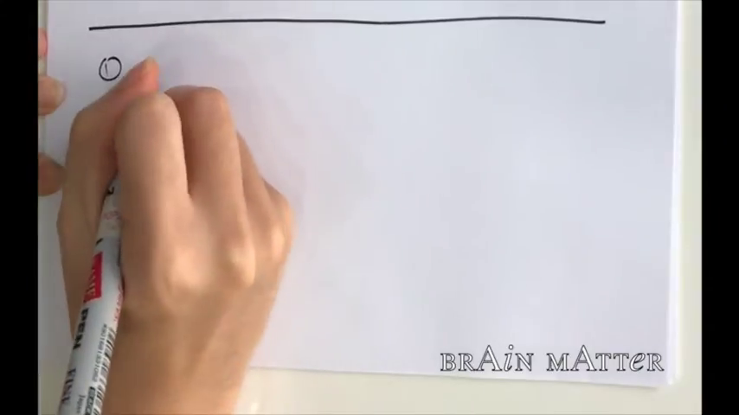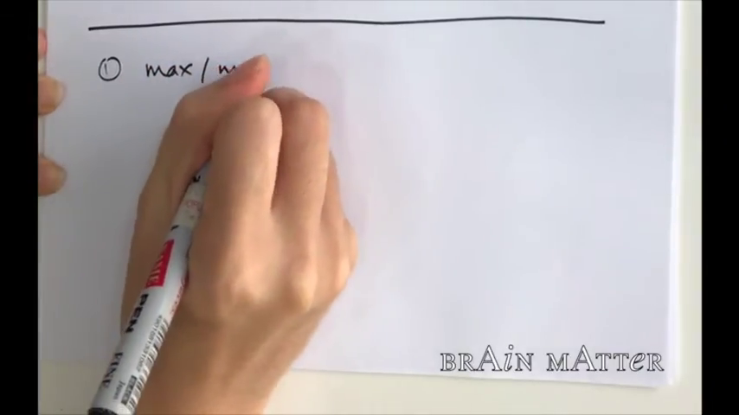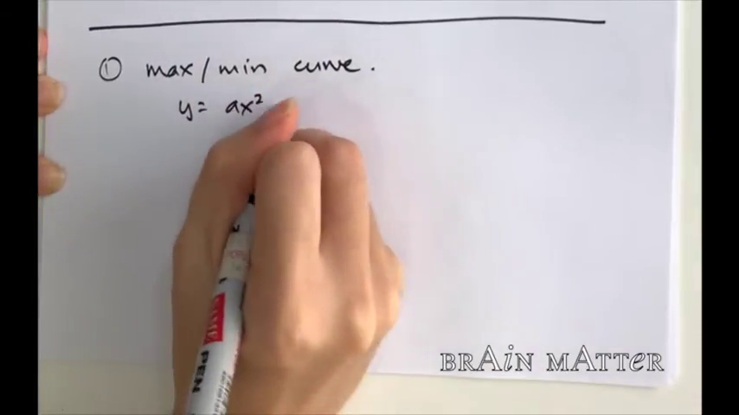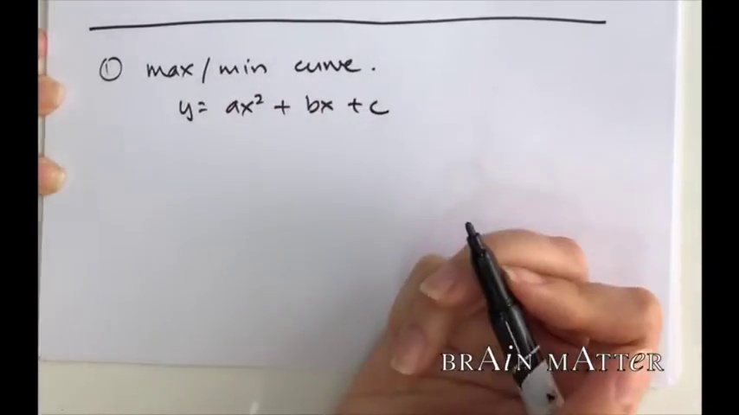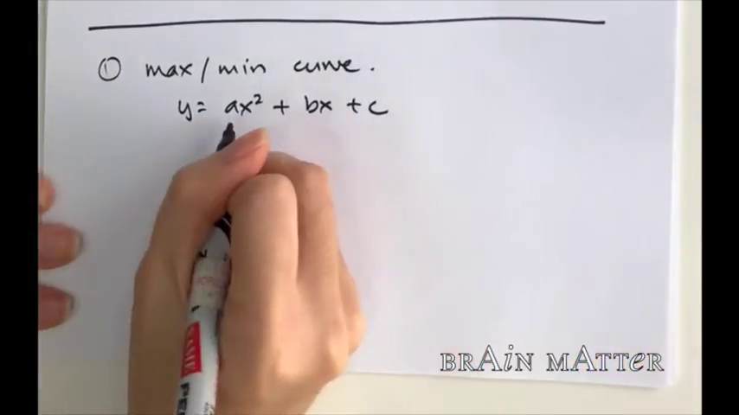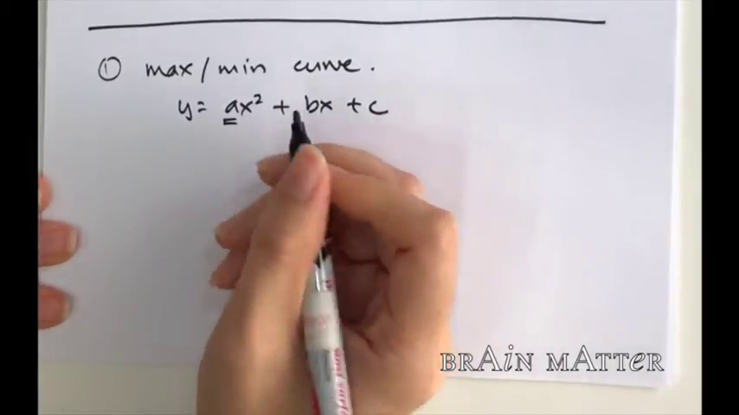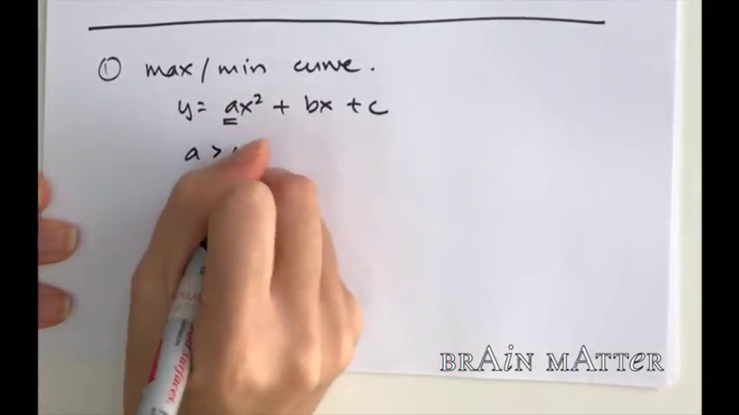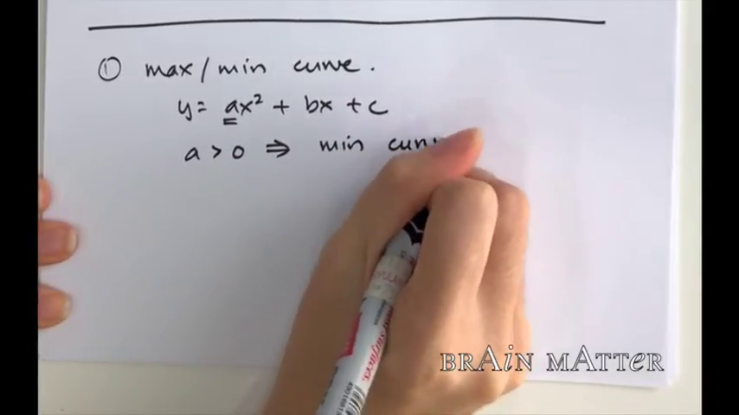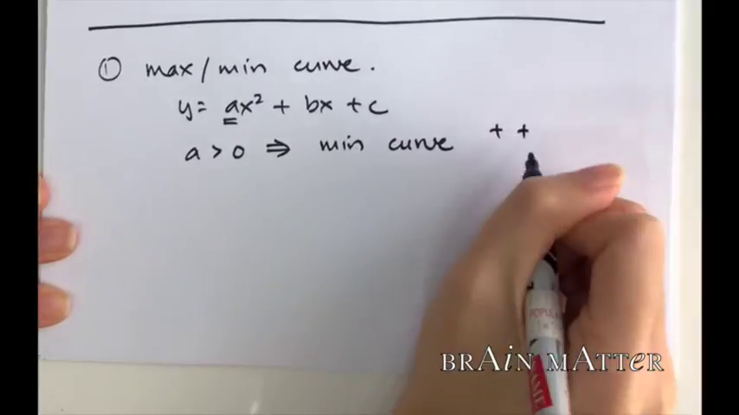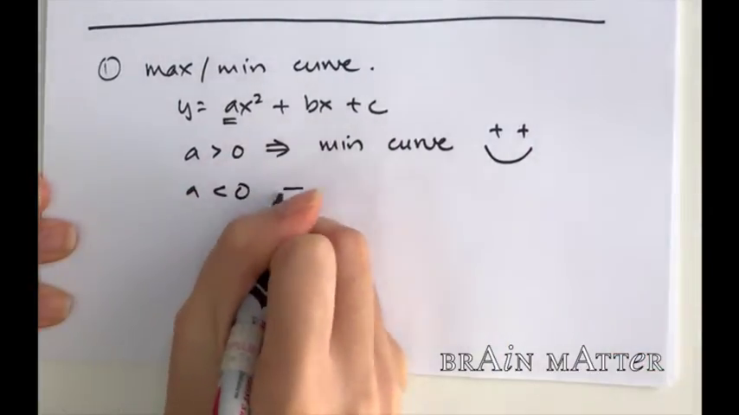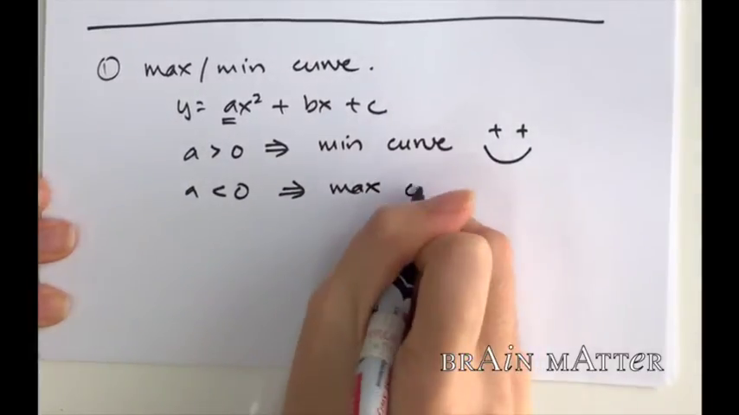So number one, to determine whether it is a maximum or minimum curve, we need to look at the coefficient of x squared. Sometimes students say coefficient is such a complicated word, but it's actually not. It's just the number in front of the x squared. So if a is greater than 0, it implies that it's a minimum curve. One good way to remember it is that when it's positive, you're smiling, so you get a minimum curve. So when a is less than 0, it gives you a maximum curve.